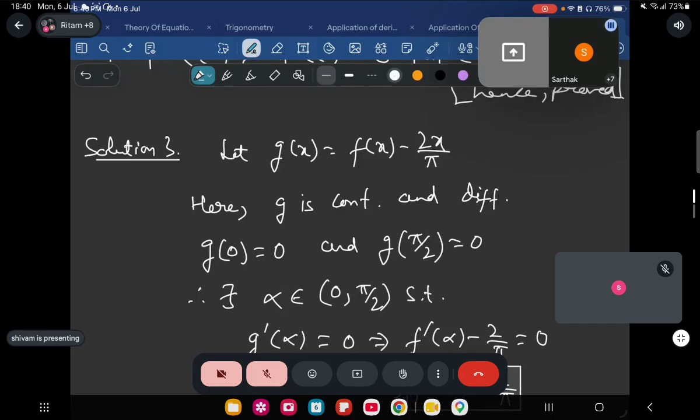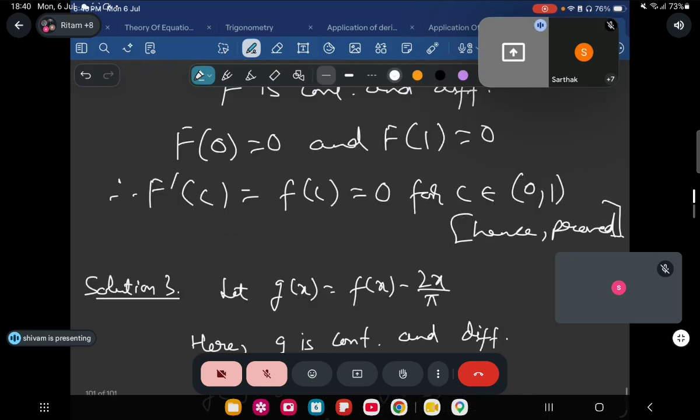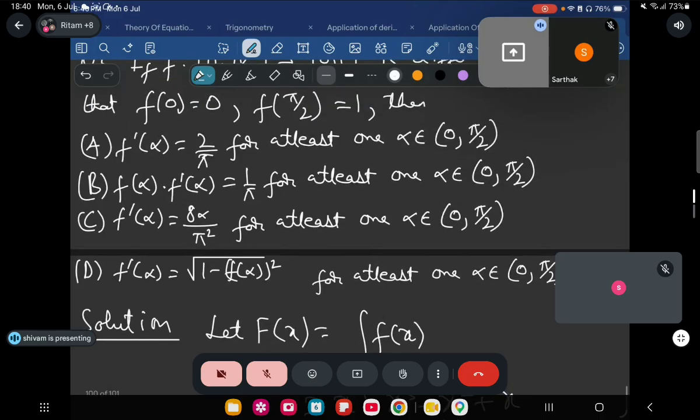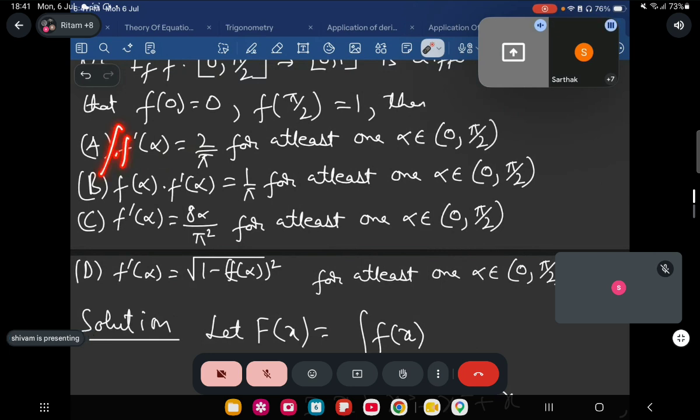I couldn't understand the first step. Why did you take the expression like that? Because I need to come to a point where f dash alpha is equal to 2 by pi. So when you integrate, what will you get? f of alpha is equal to 2 alpha by pi. Okay, understood. I think you already know what Rolle's theorem is, right? Yes. Okay.